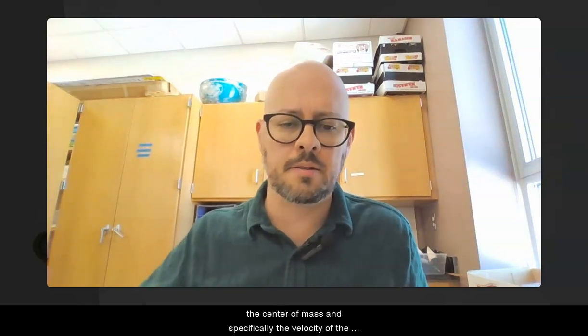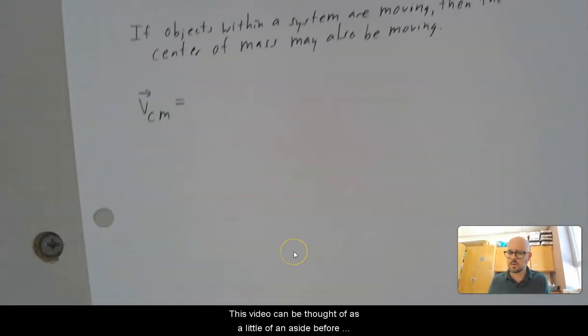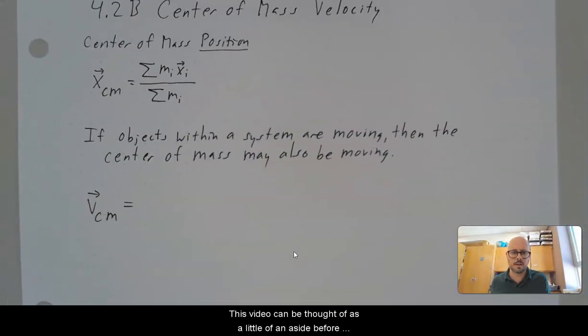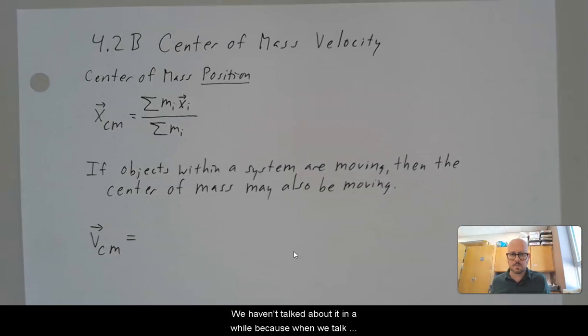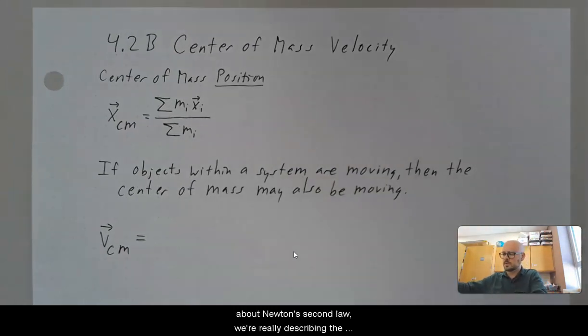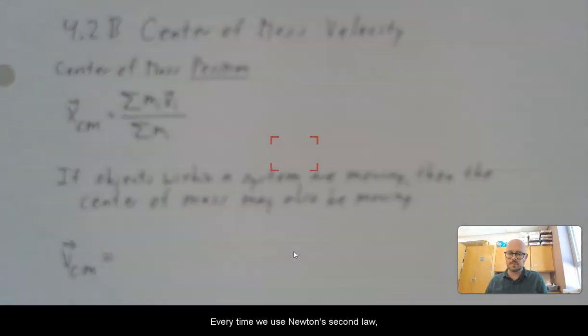Hey folks, this next stop in 4.2 is about the center of mass, and specifically the velocity of the center of mass. This video can be thought of as a little bit of an aside before we get to the big part, but it's really important to see what happens to the center of mass when we're considering momentum. We haven't talked about it in a while because when we talk about Newton's second law, we're really describing the entire motion of the center of mass every time we use Newton's second law.